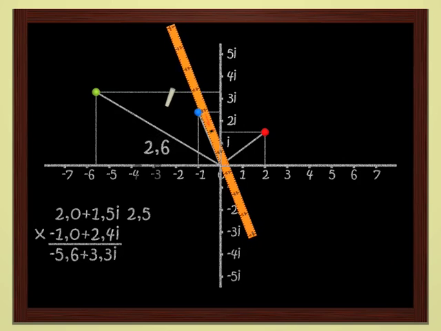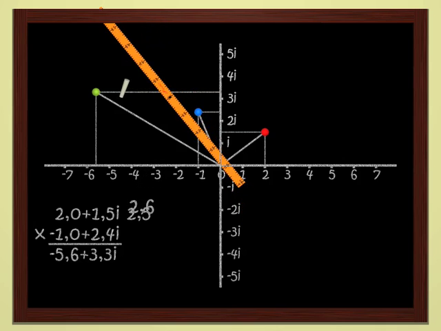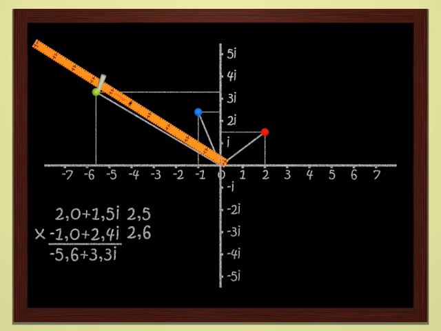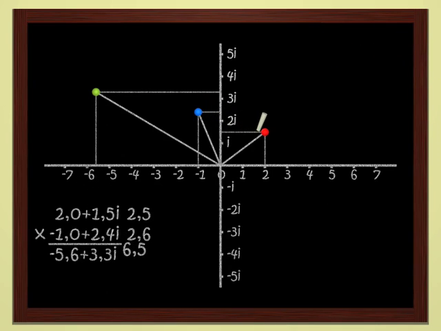For the blue point, I get 2.6. And for the green point, which is the product of the 2 points, I have 6.5. As a rule, the modulus of a product of two complex numbers is just the product of the moduli of the two numbers.